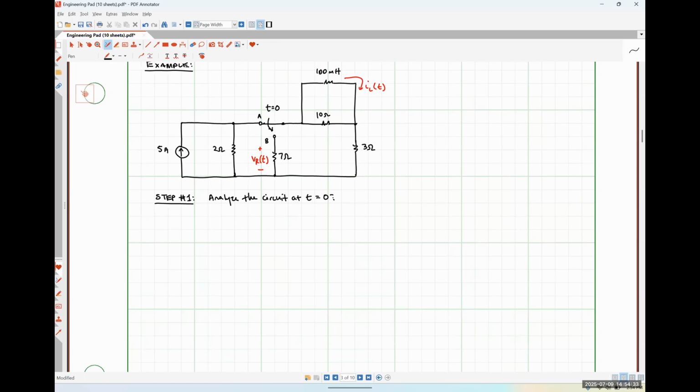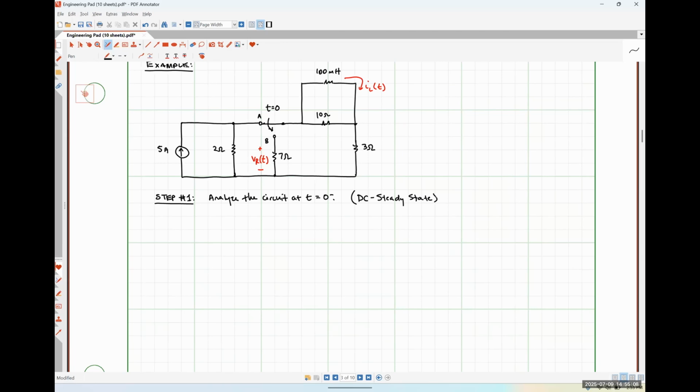So this is us figuring out what's going on before our switch changes states, and it is essentially what's giving us our initial condition for how the inductor specifically is behaving. Okay. So I'm just going to make another note here. This one is incredibly important. DC steady state. So anytime we're looking at the circuit at t is equal to 0 minus, we are dealing with a DC circuit. Okay.